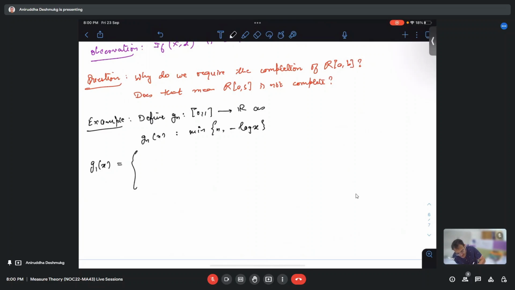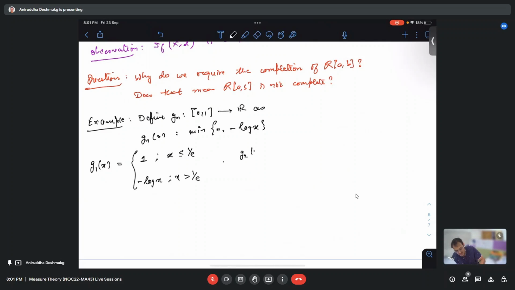So g1(x), the minimum of 1 comma minus log x. It will be 1 if 1 is less than minus log x, or equivalently x is less than 1 by e. And it is minus log x when x is bigger than 1 by e.